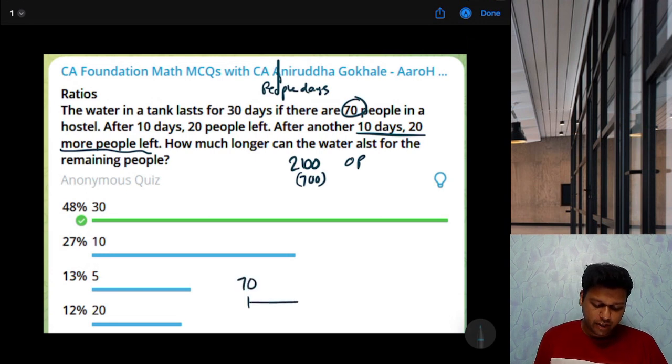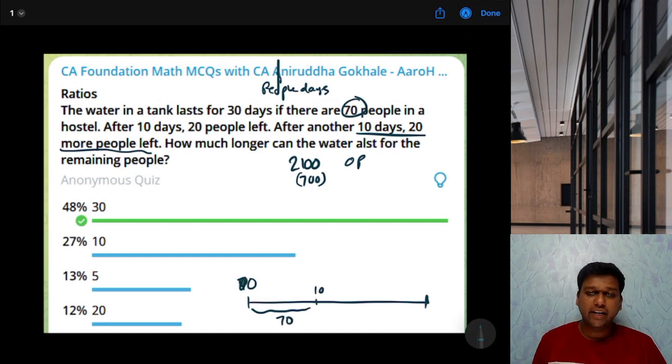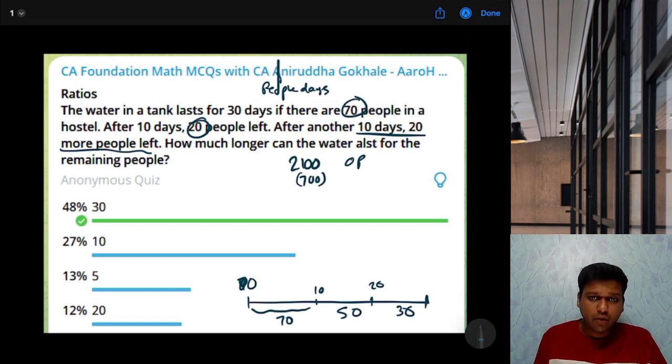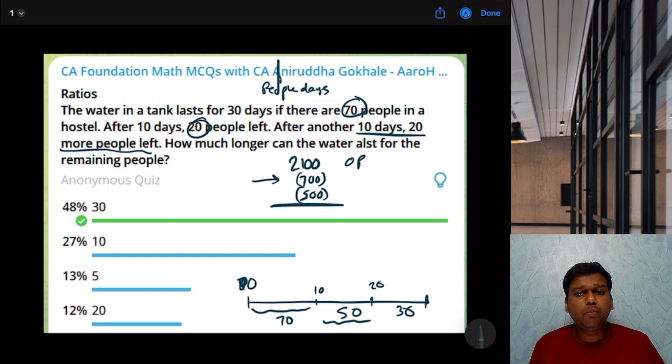First there were 70 people from day 0 to day 10. Then from day 10 to day 20, there were 50 people, because 20 people left. And from day 20 onwards there are 30 people. So 70 into 10 is 700, then 50 into 10 is 500. How much water is left now? 2100 minus 700 minus 500, that is 900.